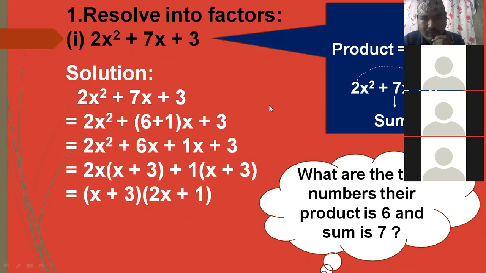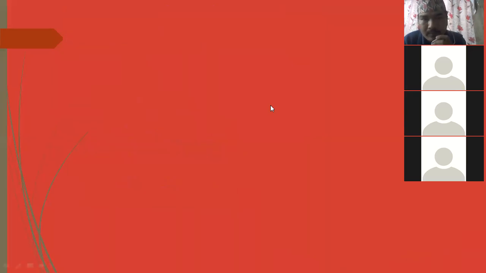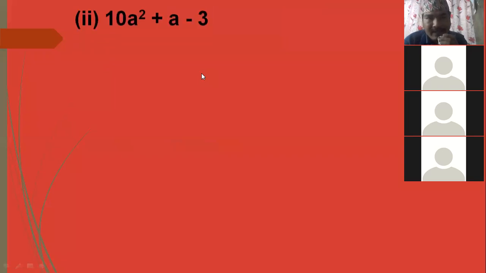Yes. Should I proceed to the next slide? Yes, sir. Okay, then see here. Another question is here. Tell in this question, first, which ones do we have to multiply? 10 and minus 3. 10 and minus 3, it will be minus 30. It came negative.